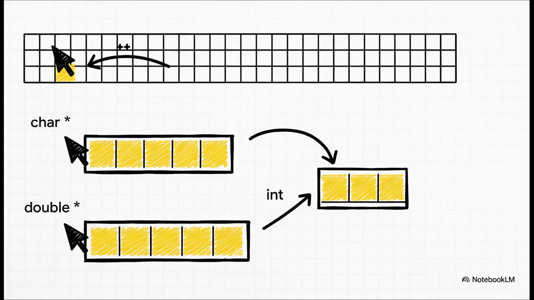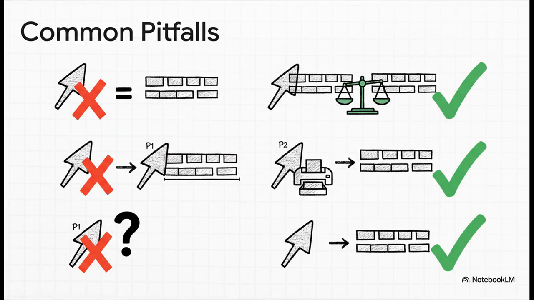Now here's the really clever bit about what we call pointer arithmetic. When you write ptr++, you're not just adding the number 1 to the memory address. The C compiler is smart. It knows the size of the data type the pointer is pointing to. If it's a pointer to a char, sure, it moves forward 1 byte. But if it's a pointer to a 4-byte int, ptr++ automatically advances the address by 4 bytes to get you perfectly to the next integer. It's brilliant.